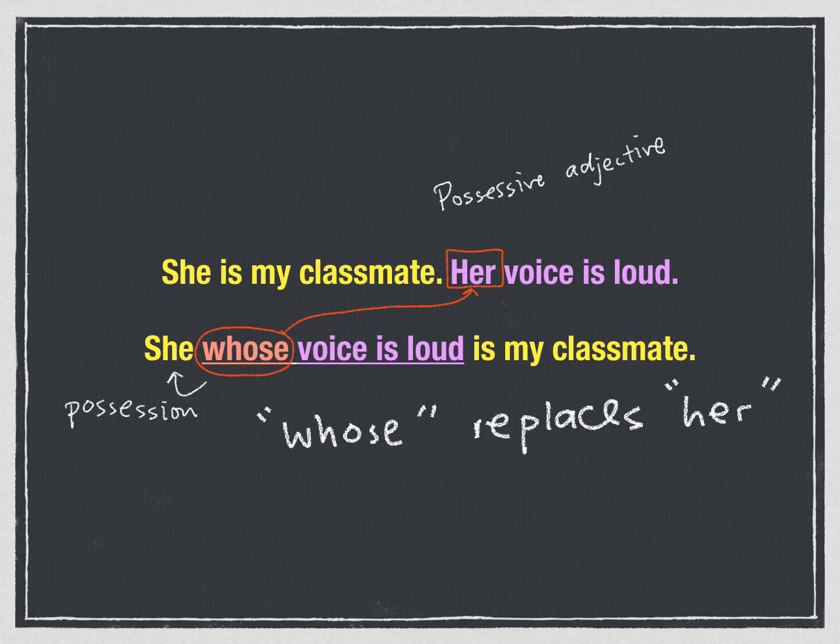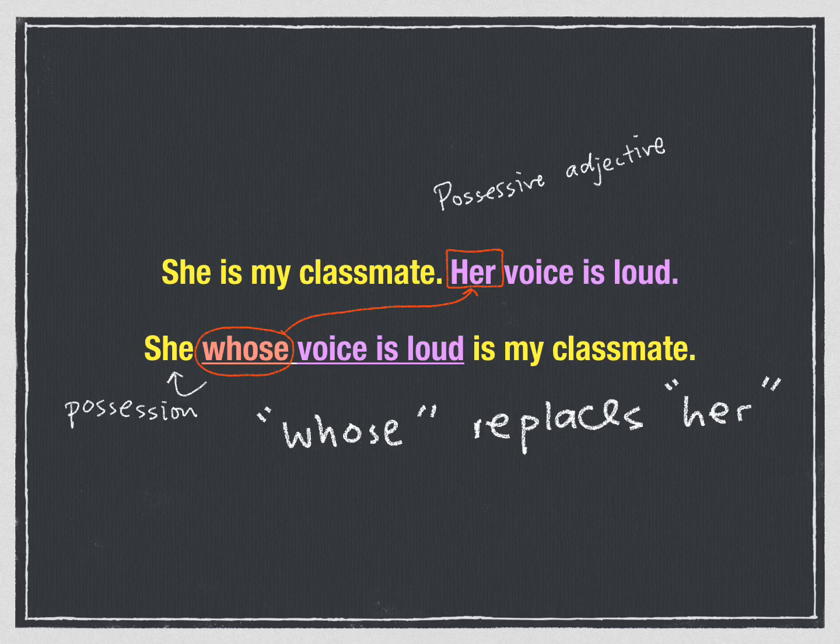The word her in her voice is actually a possessive adjective, showing possession. Whose voice? Oh, the voice belongs to her. So it's a possessive adjective. And because we need to find a relative pronoun to replace a possessive adjective to show that someone owns something, we need to pick whose to replace her.